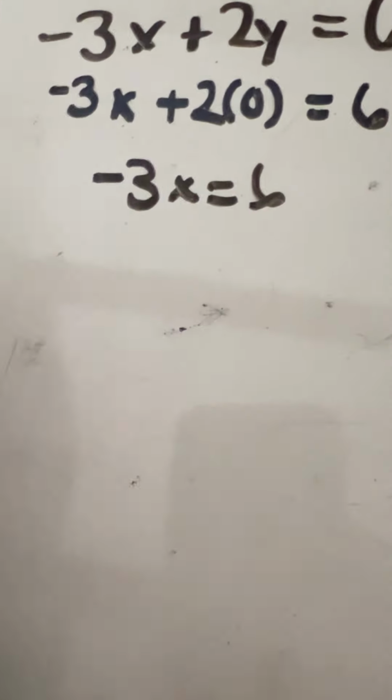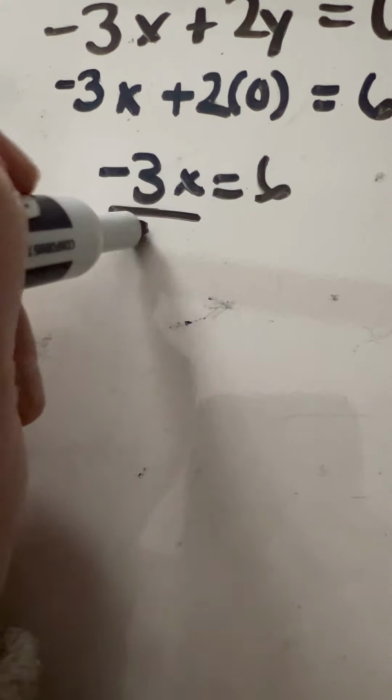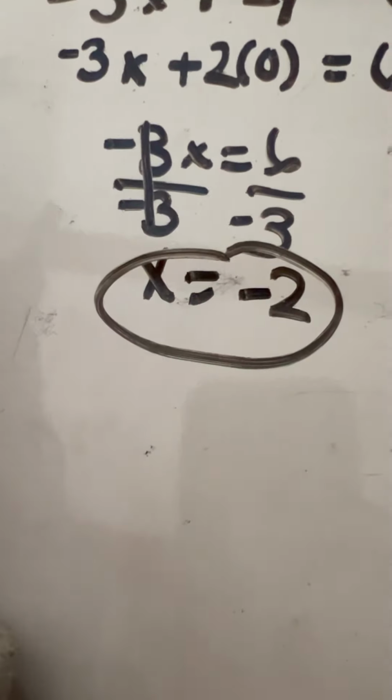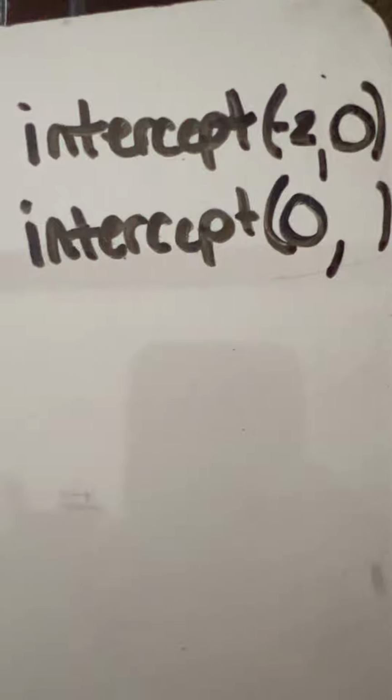Now, obviously, this is going to cancel out, so what you're left with is negative 3x is equal to 6. And then I get rid of that negative 3 by dividing both sides by negative 3. That cancels, and we're left with x is equal to 6 divided by negative 3, which is negative 2. So that is your x-intercept, negative 2, comma, 0.